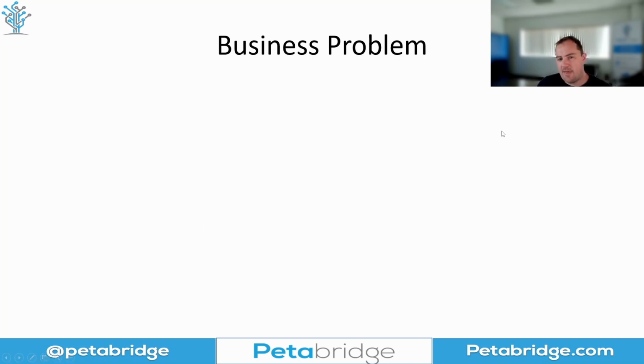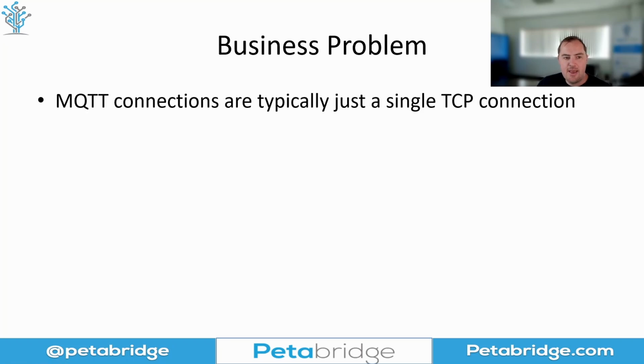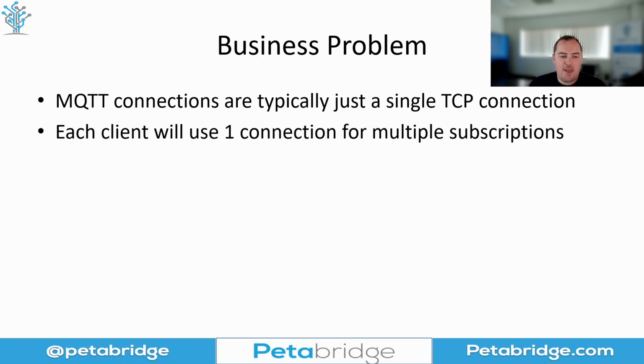The business problem that we had to solve with TurboMqtt is that all MQTT connections are typically just a single TCP connection. This is true whether you're a device out in the middle of a field somewhere transmitting signal data to an MQTT broker, or a business application consuming that data in order to do something. Typically, each MQTT client, whether you're a publisher, a subscriber, or both in some cases, will use a single TCP connection for handling all these different subscriptions back and forth between the broker.